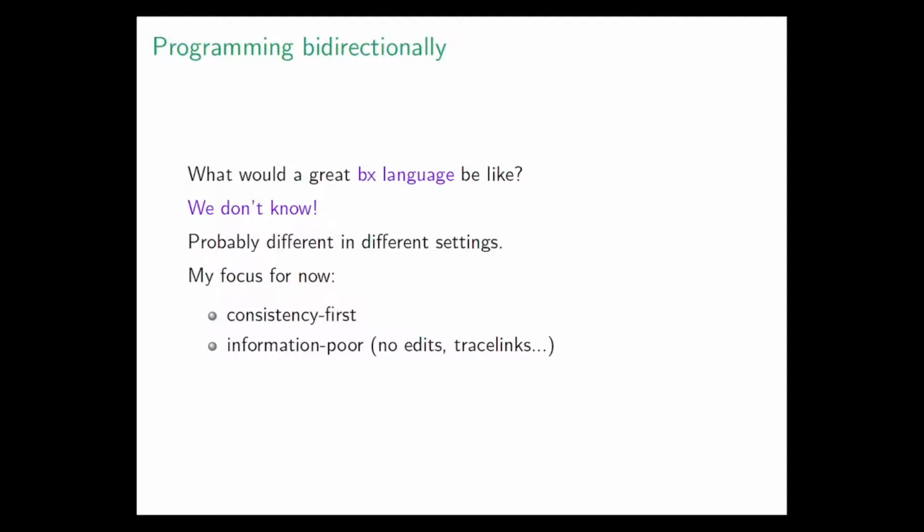And partly because, sufficient unto the day are the troubles thereof, I tend to think about information poor bidirectional transformations, where the only inputs are the current states of the models themselves. I don't tend to assume that we also have information about how we got to these states, so edit information, nor about how the parts of the models are related at a fine-grained level.